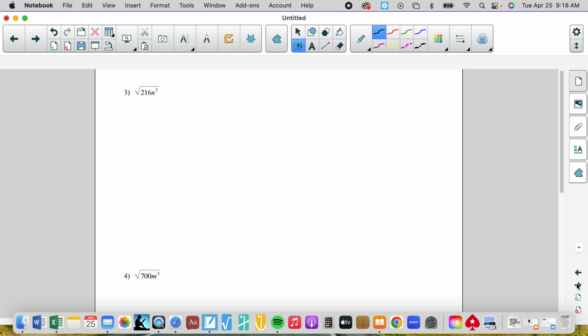Rad 216 n to the 5th. We're going to first separate each one into their own radical. Remember, when we deal with radicals, what gets rid of a square root? A square.